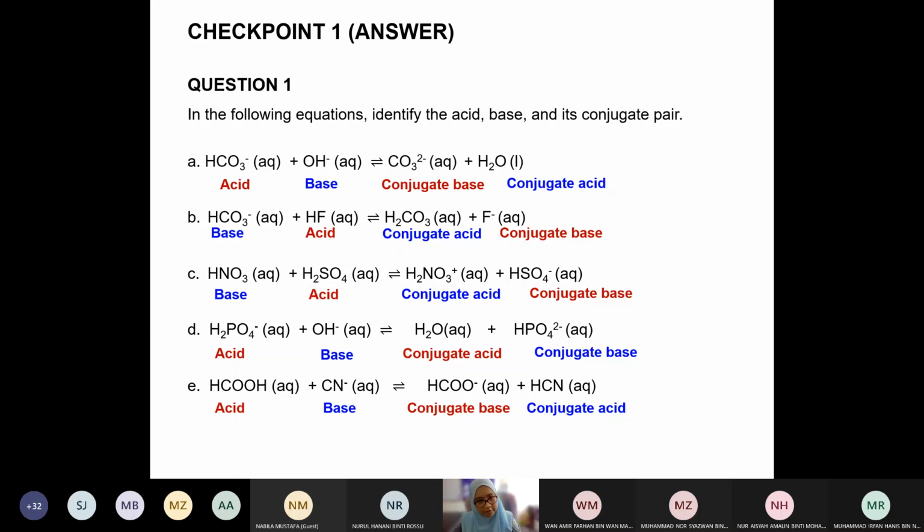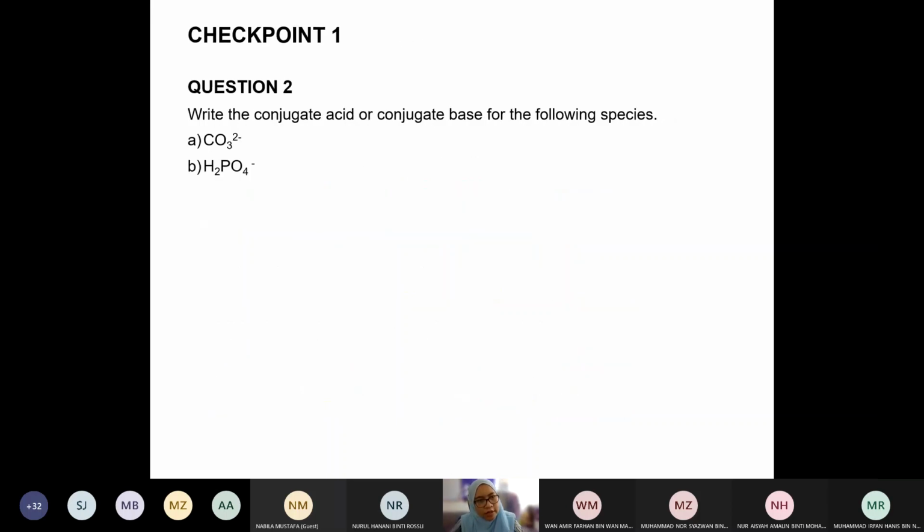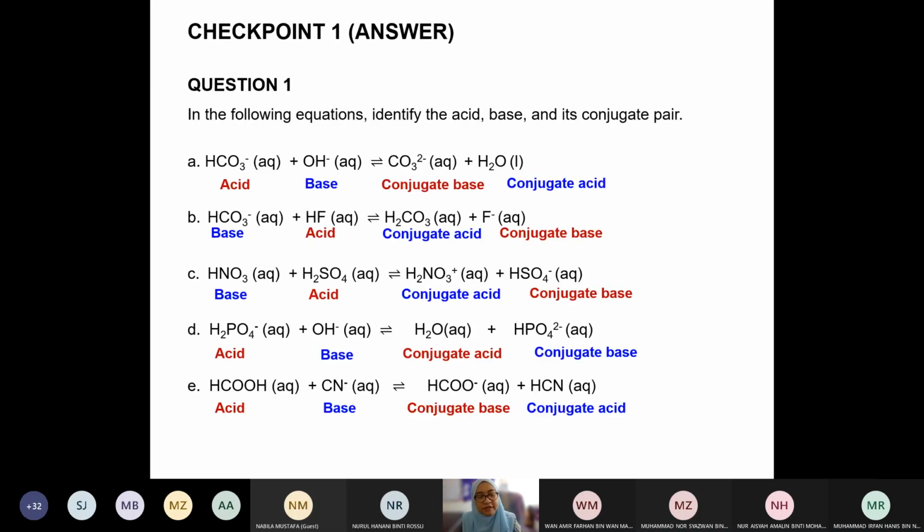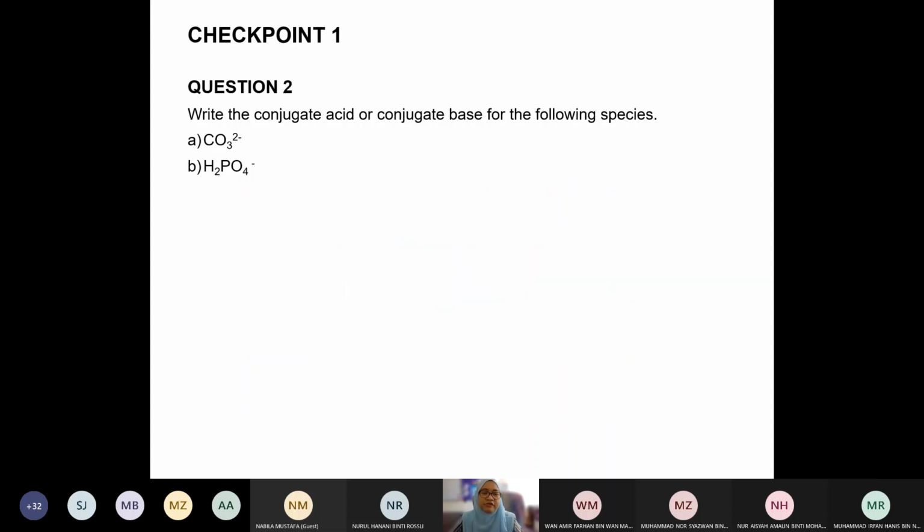Okay, let's move on. We have one more checkpoint. Write the conjugate acid or conjugate base for the following species. Ta-da! This is a little extra. Normally you'll be given the previous type of question, but the question can also ask you to identify the conjugate acid or conjugate base, where you are only given one species. You have to predict the conjugate of the given species yourself.